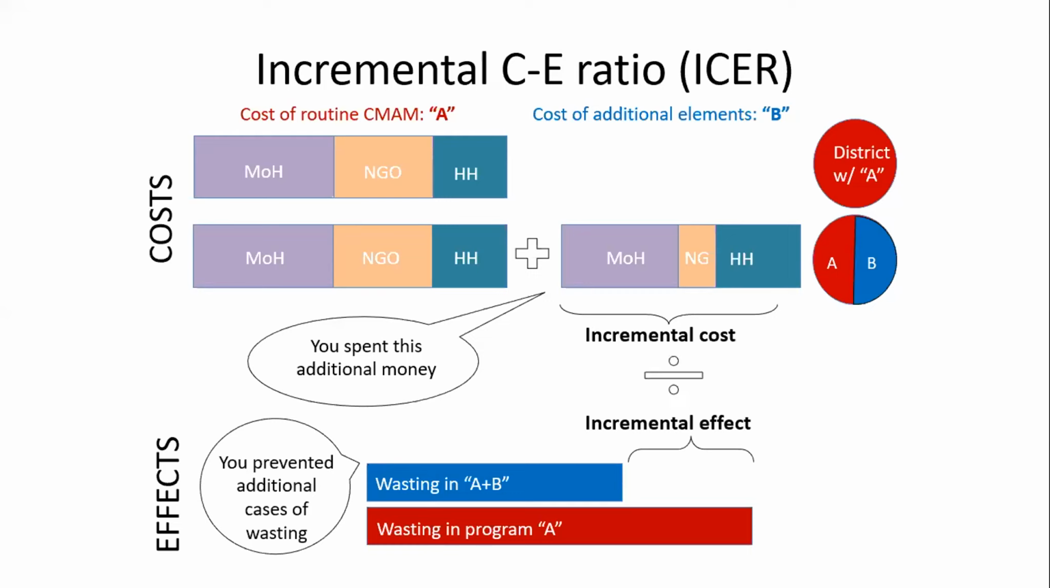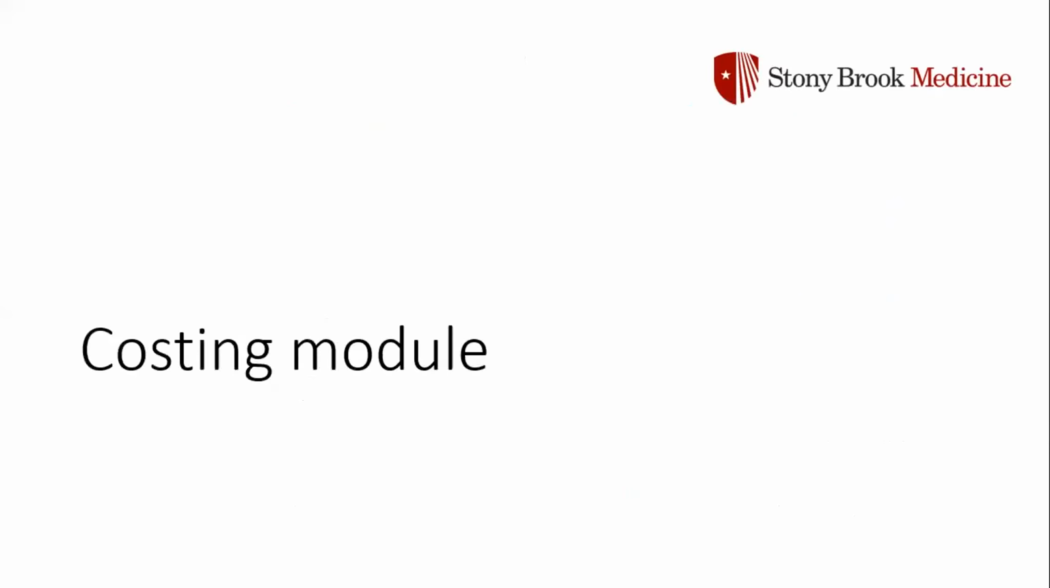We divide the incremental or additional cost by the incremental or additional effect, and we get what is called an ICER, or an incremental cost effectiveness ratio. This is our additional cost per successful outcome, or dollar per additional case of wasting averted. So with that general overview of CEA, let's move on to look at some specifics for the costing of CMAM.